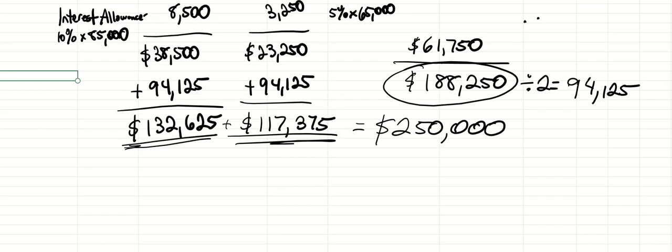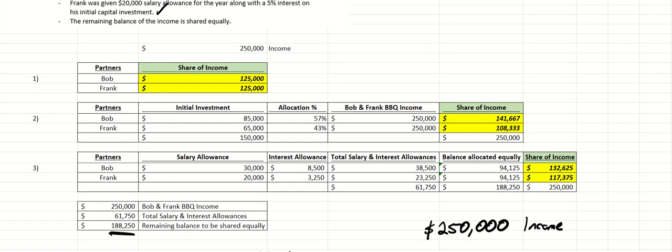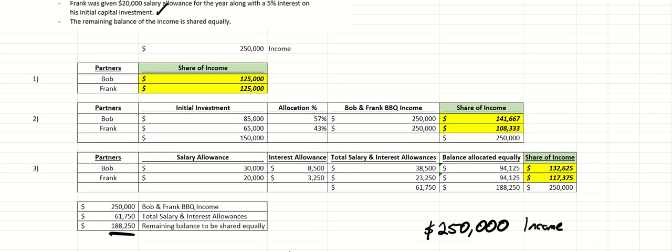Okay, so as you can see here again, it's a little bit more you have to do when it comes to accounting for the salary allowance and interest allowances. A little bit more to do, but hey, if this is something that the partners want to agree on, that's completely fine. But again, these are just the three ways that are used in order to allocate the income that's generated.